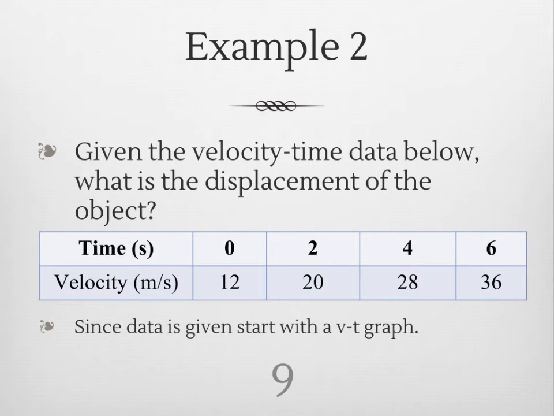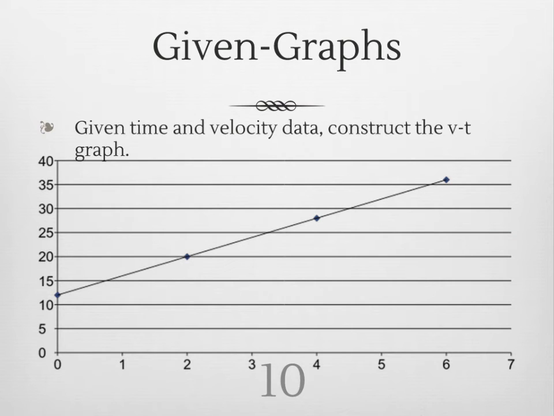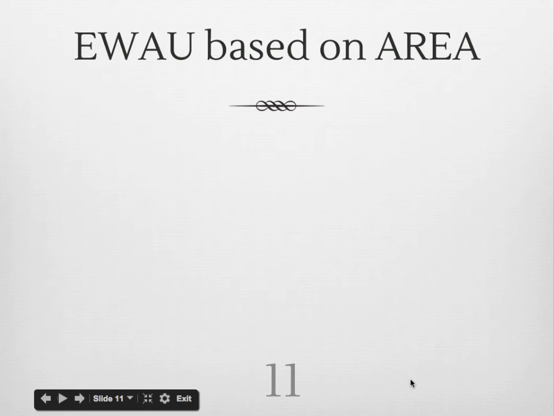Example 2. Given the velocity time data below, what is the displacement of the object? Notice that you're given vt data. So since data is given, we're going to start with a vt graph. When we graph this velocity time data, we're going to get something similar to this. Notice that I do only have 4 data points that were given, and I plotted those 4 data points and drew that line. Now let's look at finding our displacement.